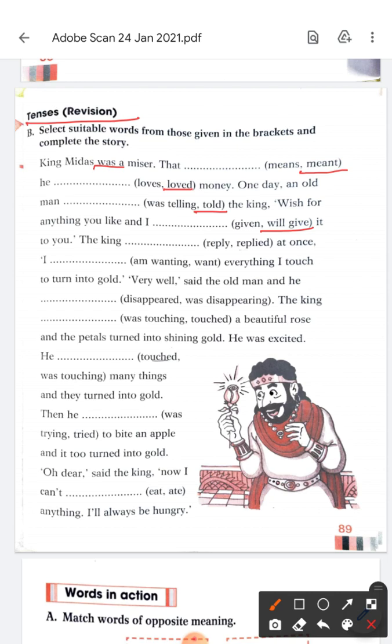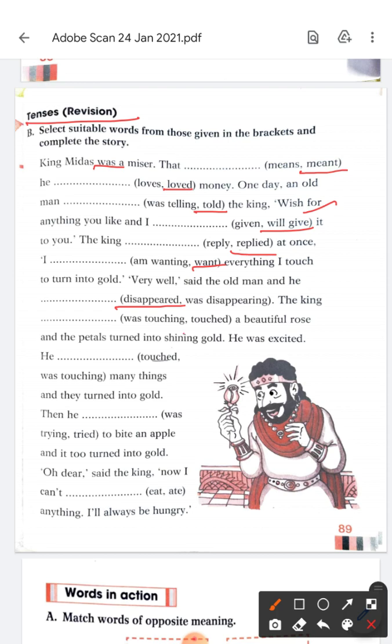give it. Why will here? Because till now in the story, it has not happened. Till now. यहाँ तक की स्टोरी हुई ना, यहाँ तक it has not happened. So it is still in future. I will give it to you. The king replied at once. Replied, past tense. I want everything I touch to turn into gold. He was so greedy. Very well, said the old man, and he disappeared.